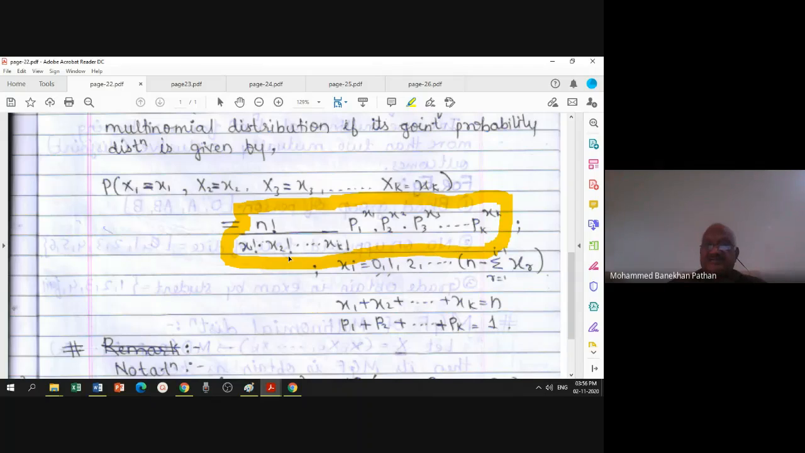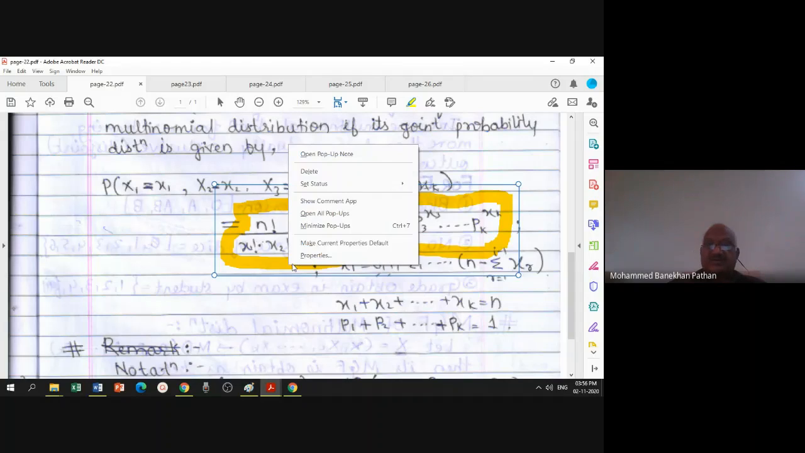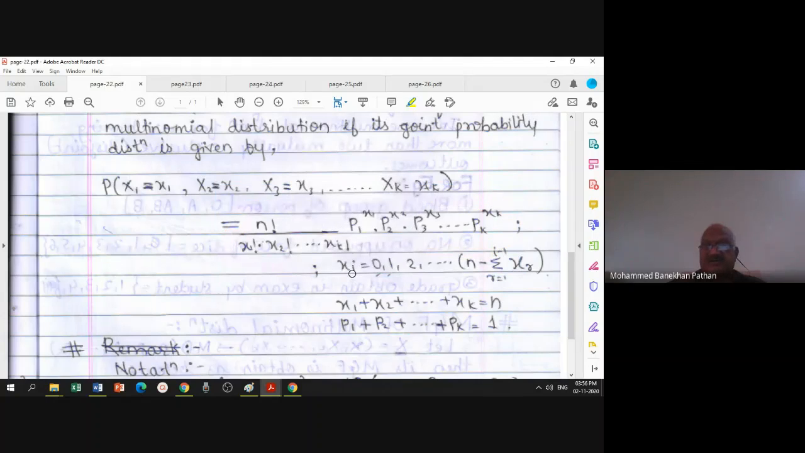Now in this case, your variable takes values xi, maybe 1, maybe 2, maybe k. So all xi begin from 0, 1, 2, and end with some specified number, that is n minus summation xr, r from 1 to i minus 1. So this is the range of the ith variable under multinomial distribution.